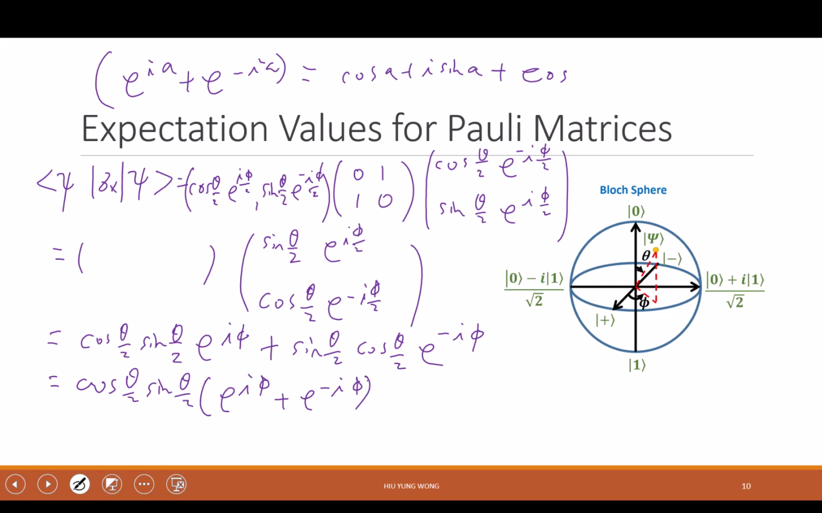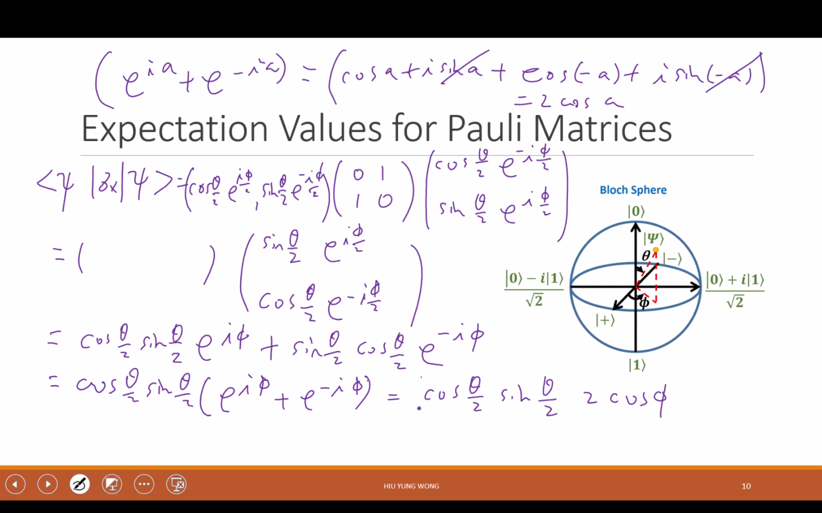equals cosine A plus i sine A, plus cosine negative A, plus i sine negative A. Do you see this? And then the sine got cancelled. Cosine A equals cosine negative A, so it equals 2 cosine A. So this is what we have. You get cosine theta divided by 2, sine theta divided by 2, and then 2 cosine phi. What is 2 cosine theta divided by 2 sine theta divided by 2? Again, forgot, right? It's just a double angle equation: 2 sine theta cosine theta equals sine 2 theta, so this gives sine theta.